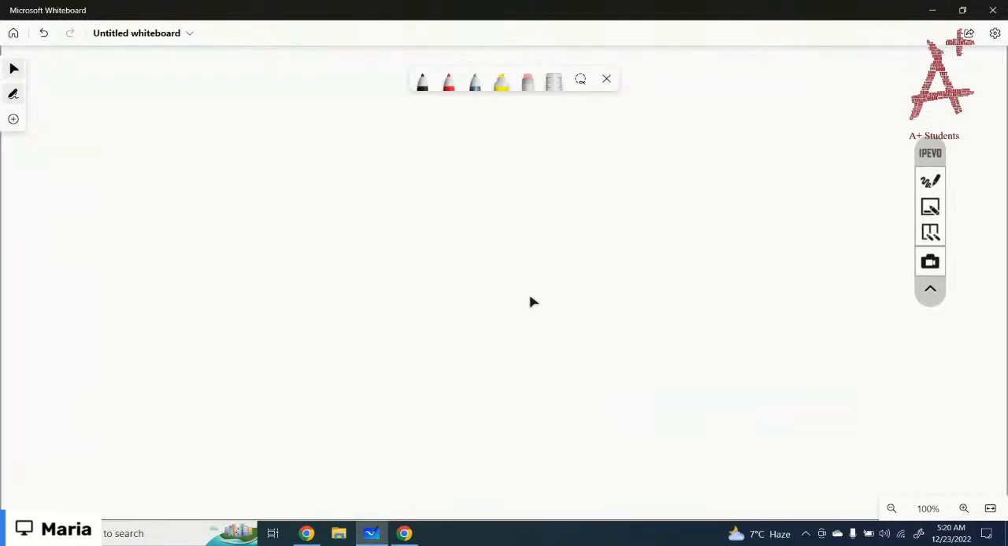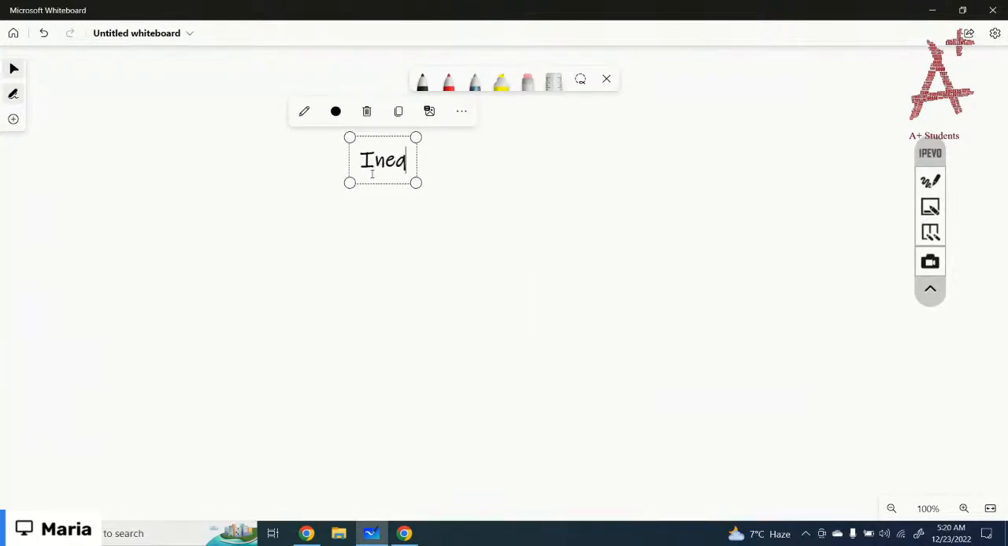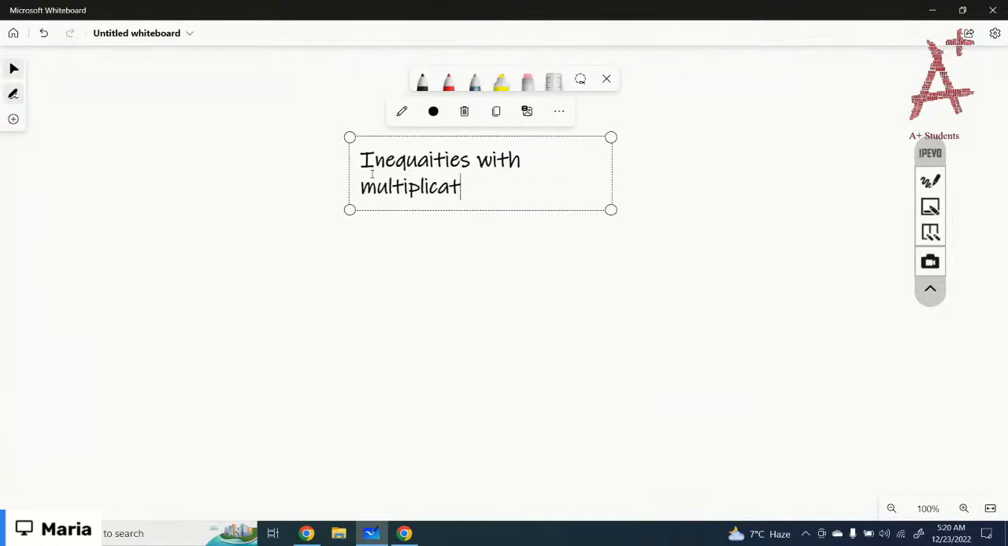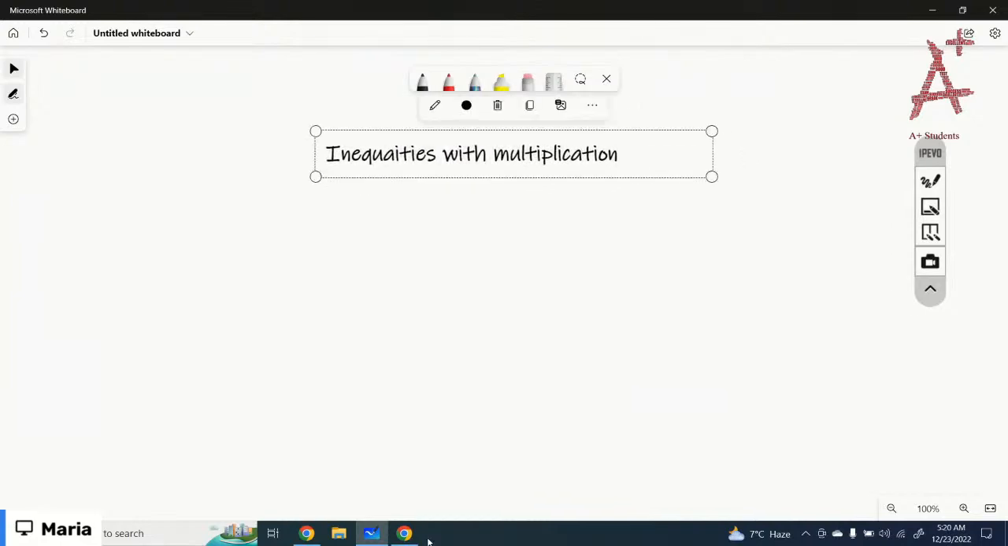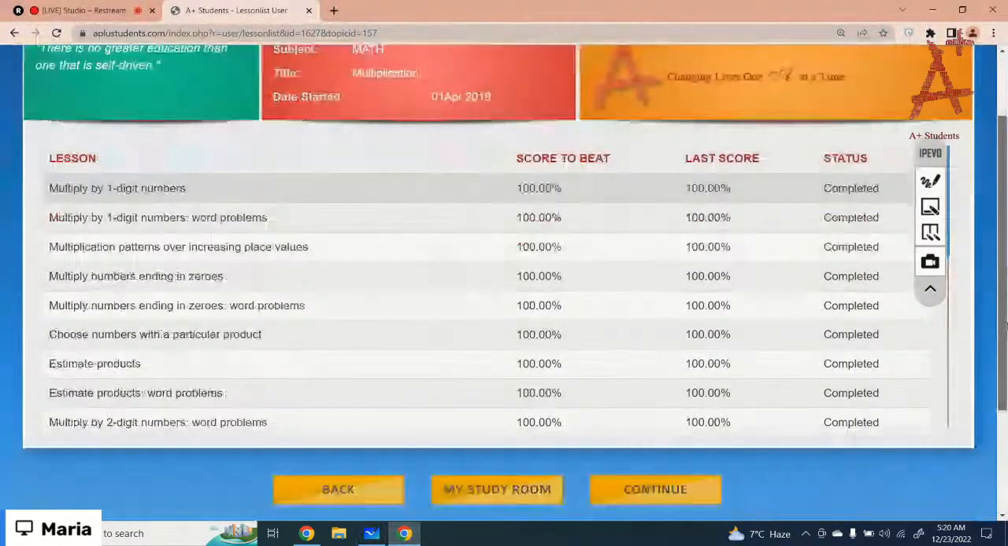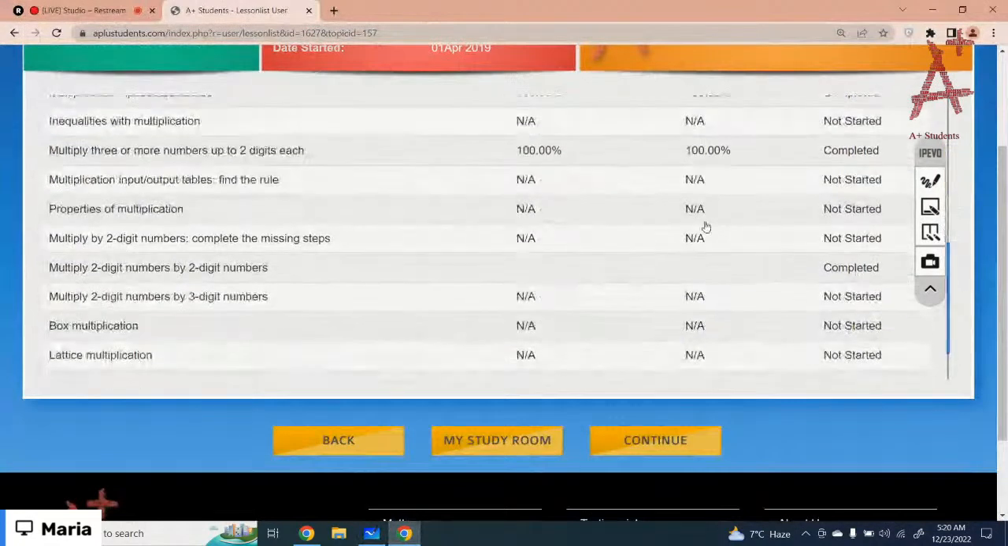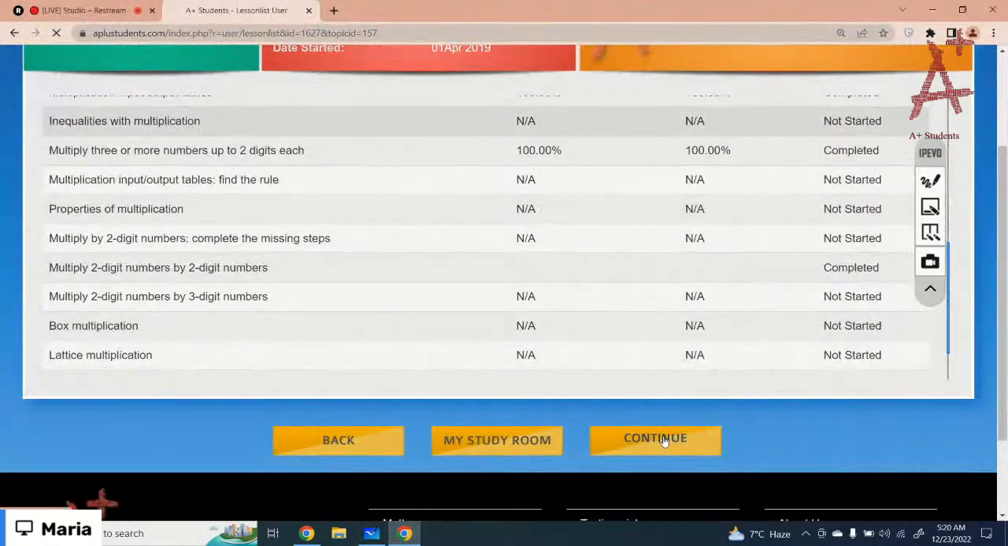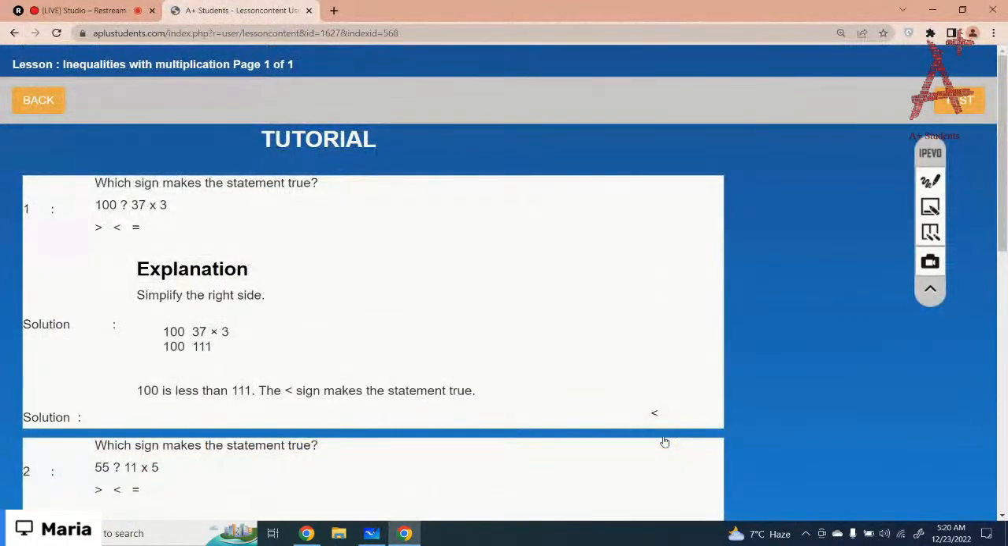So let's start with the next lesson, that is inequalities with multiplication. Okay, let's start with the lesson, inequalities with multiplication. Okay, here is the lesson. Let's just start with the lesson. Okay, let's just start with the test questions.